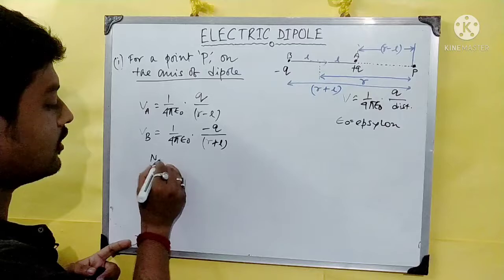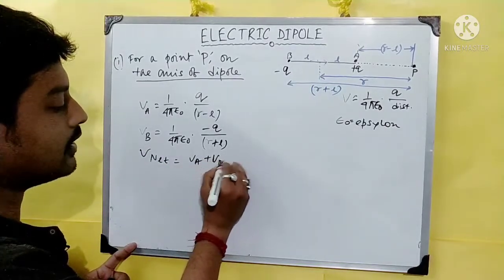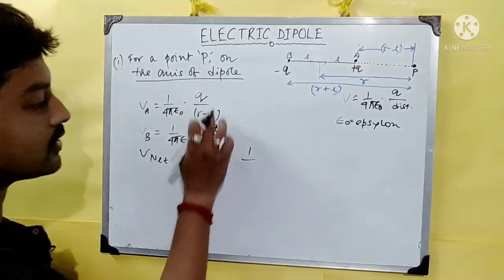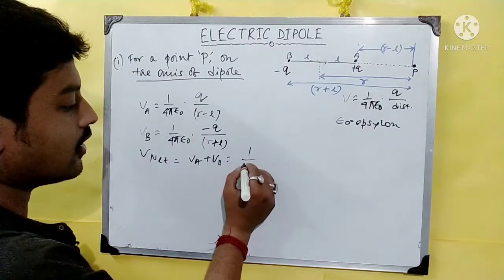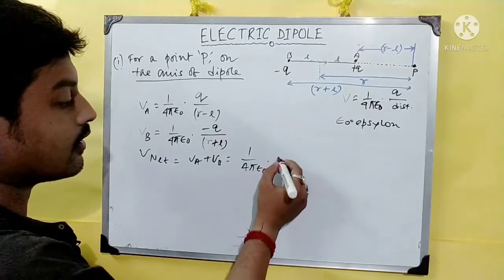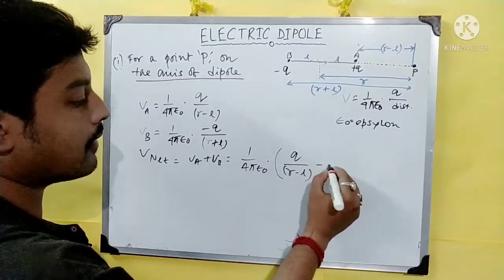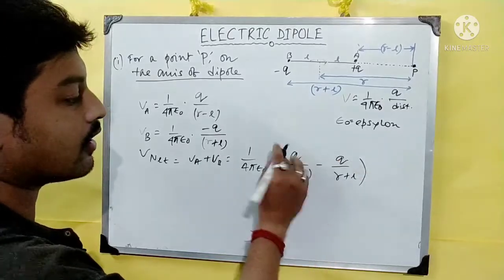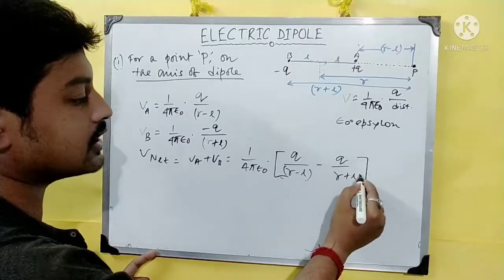Net potential V net will be VA plus VB, which is 1 by 4 pi epsilon 0, these two will be added, so this will be taken as common. Okay, 1 by 4 pi epsilon 0 common, Q by r minus L minus Q by r plus L. Okay, this will be the expression for net potential.